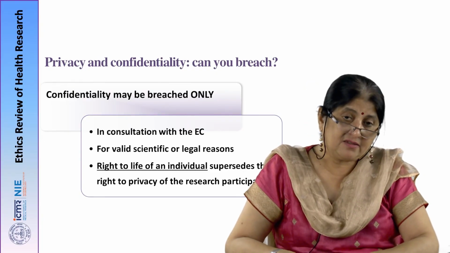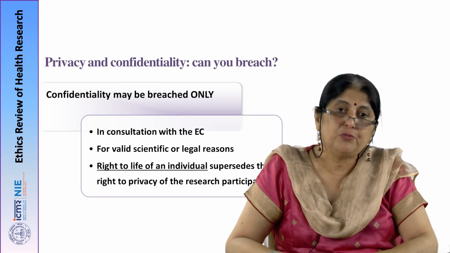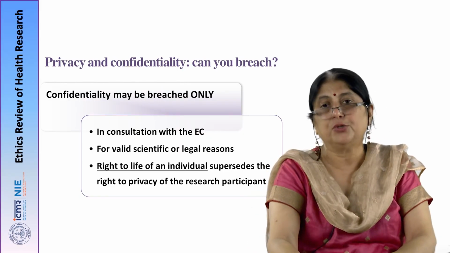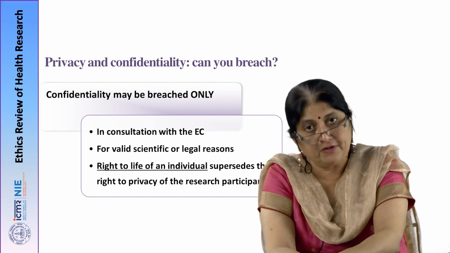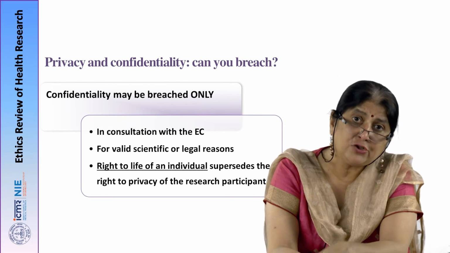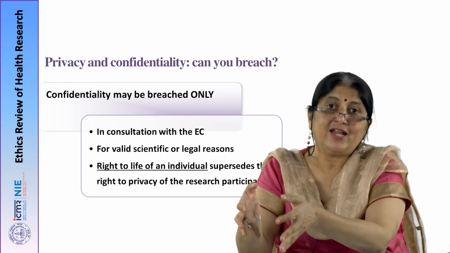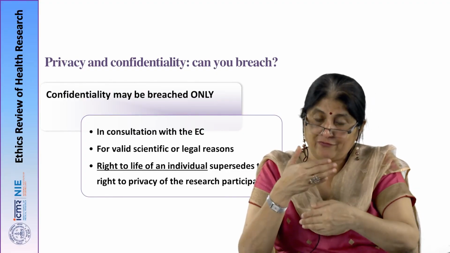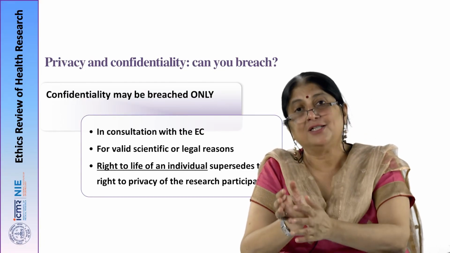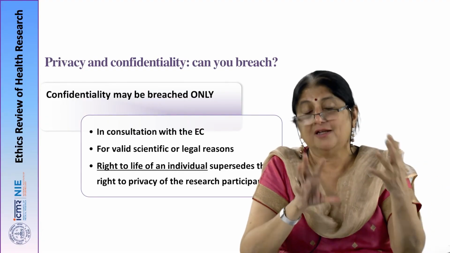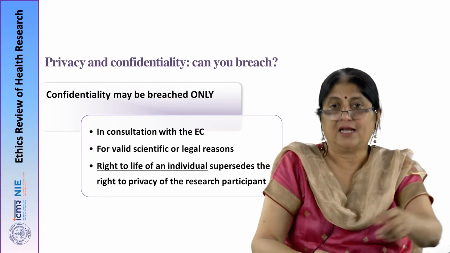And remember one thing, and this is the bottom line, that the right to life of an individual supersedes the right to privacy of the research participant. For example, while you're doing routine research, you discover that your research participant is HIV positive. Then the right to life of that person's sexual partner supersedes the right to privacy of this individual, and therefore first and foremost you have to communicate with that patient, but ultimately it is important that the partner whose life may be endangered needs to understand, and therefore this right to life is something that has to be remembered.